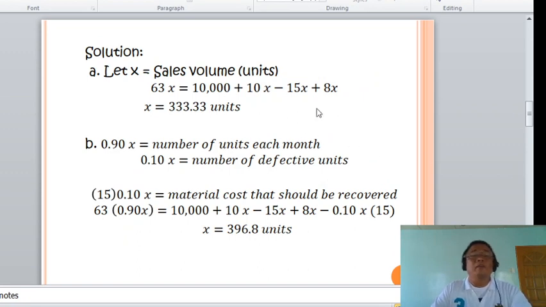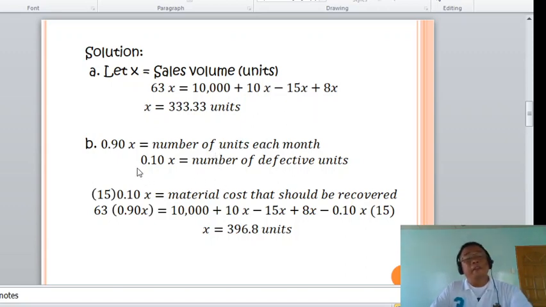Getting now the value of X, that is, class, 333.33 units. So if you sold a number which is 333 or 334, that is now at break even. In excess of this, 334, 335, there is now a profit derived from the business. So that is it, class.